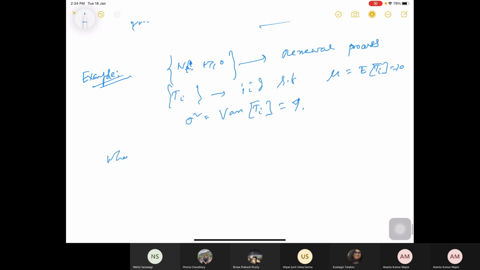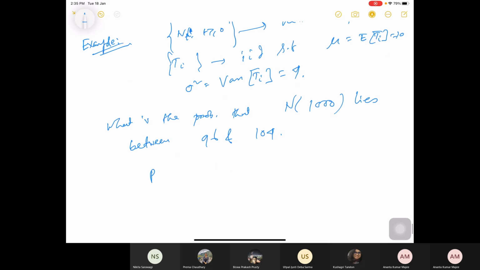So what I want to know is the probability that my n of, say, 1000 lies between 96 and 104. That is actually what I want to know. That means I want to find the probability of 96 less than or equal to n 1000 less than or equal to 104. Actually I want to know nt at 1000. So you know, n 1000 means basically it is large enough.